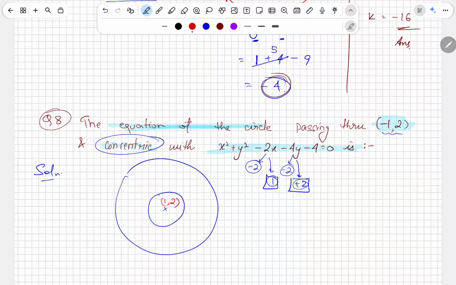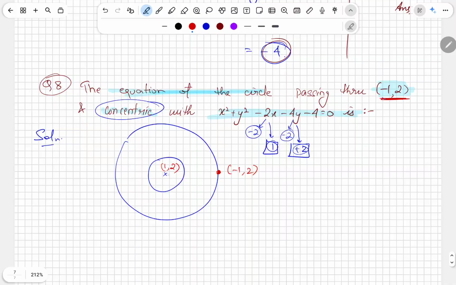Now the circle is passing through the point minus 1 comma 2. Now we have to find the radius of the circle. The radius is going to be the distance between these 2 points. I'll use the distance formula. That will be (minus 1 minus 1) whole square plus (2 minus 2) whole square. This is 0. Minus 2's whole square is going to be 4.